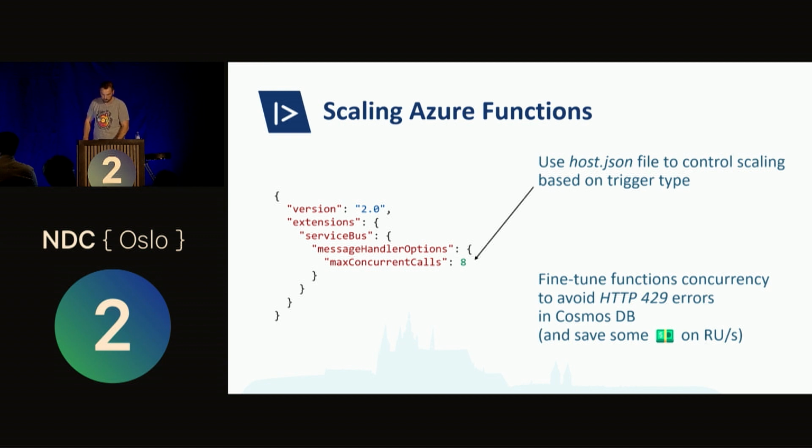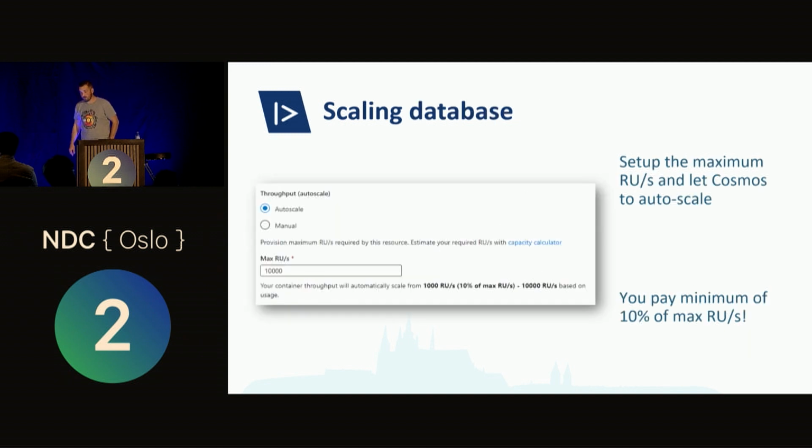It's a powerful concept for how to tweak scaling for Azure Functions. And the last thing, going back to Cosmos DB, is that you can set the maximum amount of request units on Cosmos itself, so it will somehow scale from 10% to 100% based on the load. So it's nice, but again, big warning here.